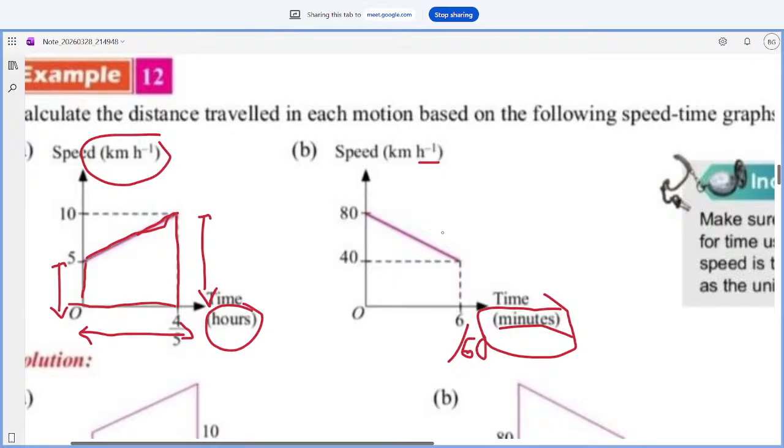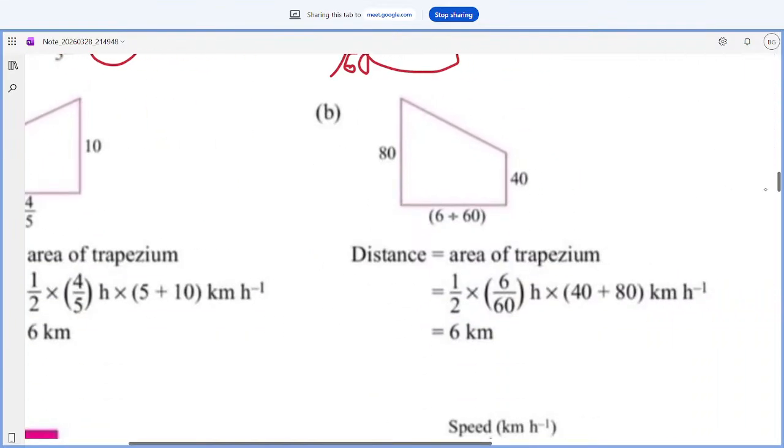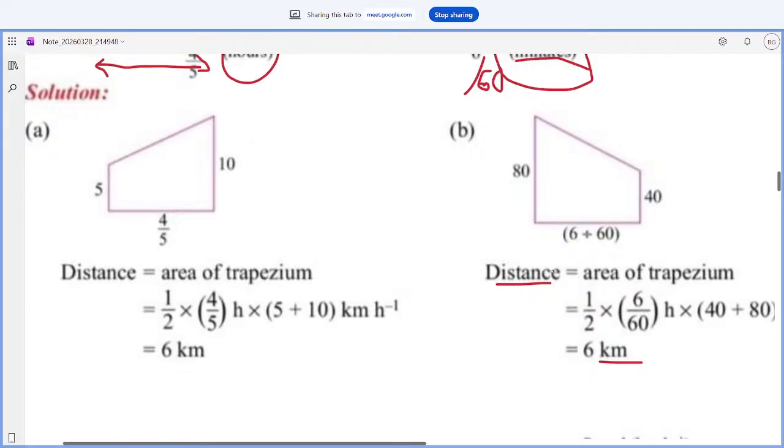Okay, so half times 80 plus 40 times 1 over 10. Okay, that will be your answer. Okay, so the answer is also 6 km. Yeah. Okay, km only, no hour, because now it is distance. Okay, just km. All right. So this is the concept. All right, guys. Clear for this one?